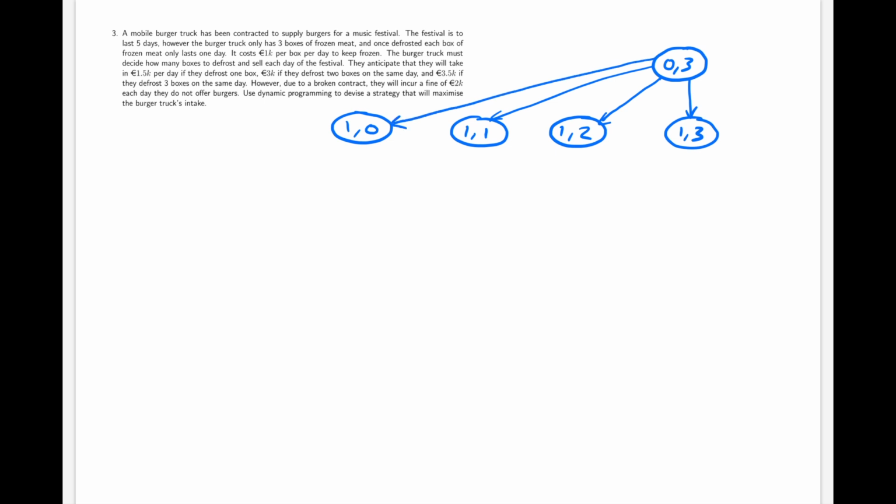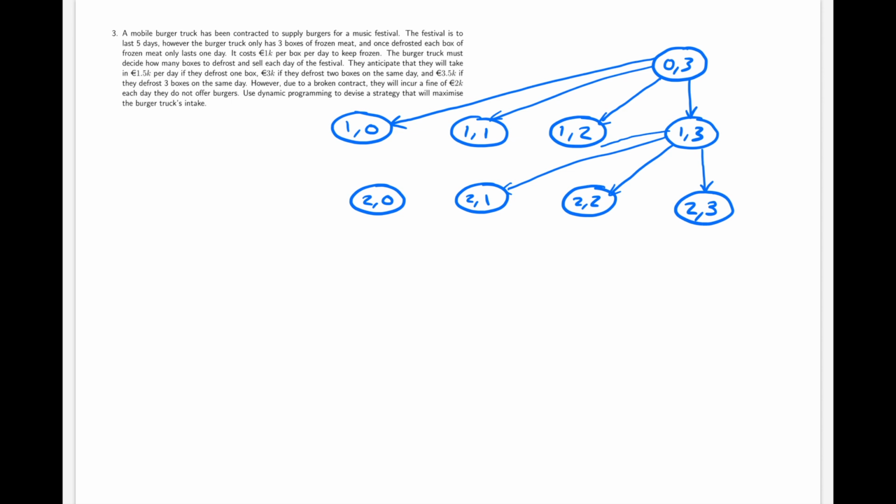On the next day of the festival, again, we could still have 3 boxes left, could have 2 boxes left, 1 box left, or 0 boxes left. Can we reach each of these? Yes, well, if we were in state 13, so yesterday, if we had 3 boxes left, we could defrost nothing and get to state 23. We could defrost 1 box, 2 boxes, or 3 boxes. If we are in state 12 and we only have 2 boxes frozen yesterday, we cannot get to state 23. We can't gain a box frozen, but we can defrost nothing, defrost 1 box, defrost 2 boxes.